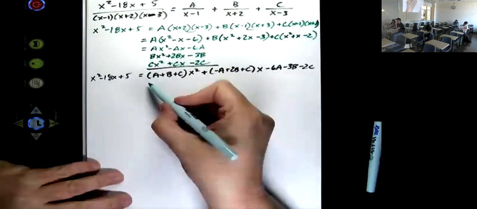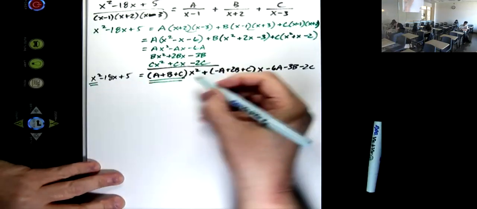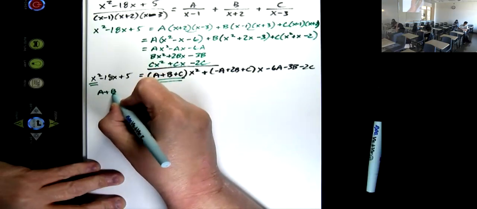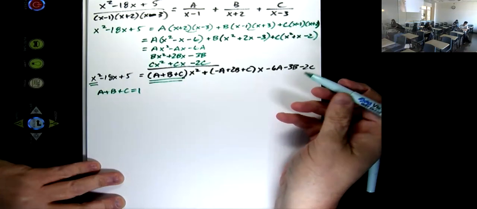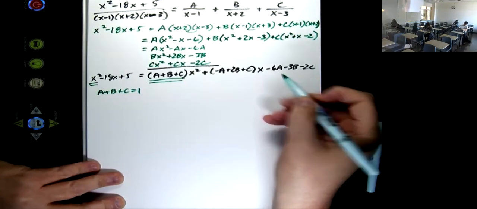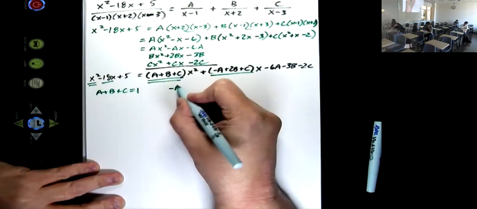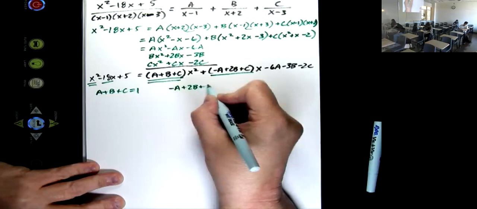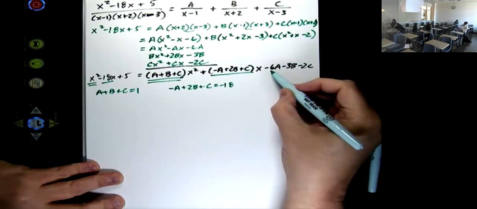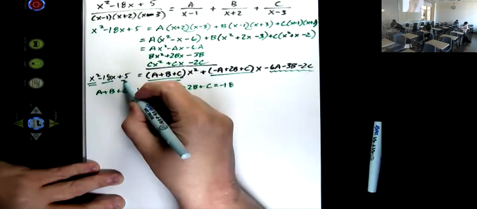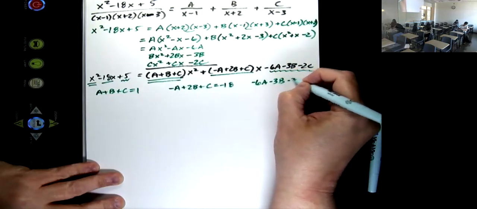Okay, so here you would have this goes with that. So A plus B plus C equals 1. That goes with that: negative A plus 2B plus C equals negative 18. And finally, negative 6A minus 3B minus 2C equals 5.